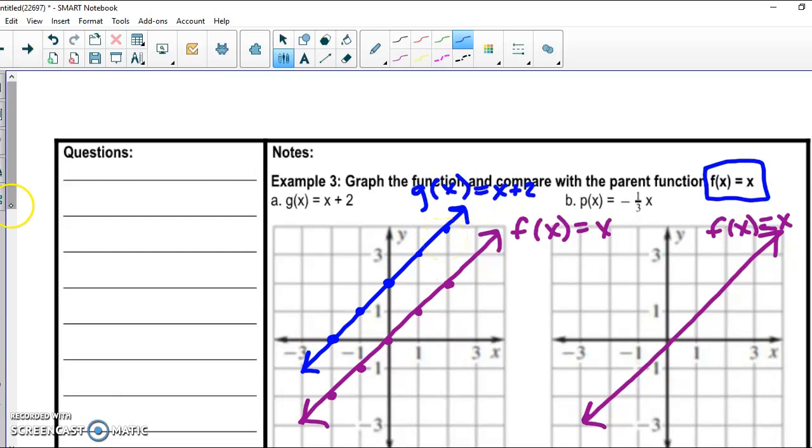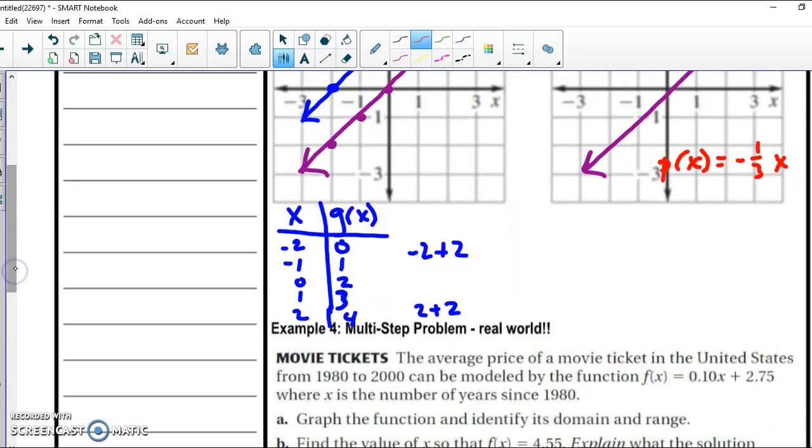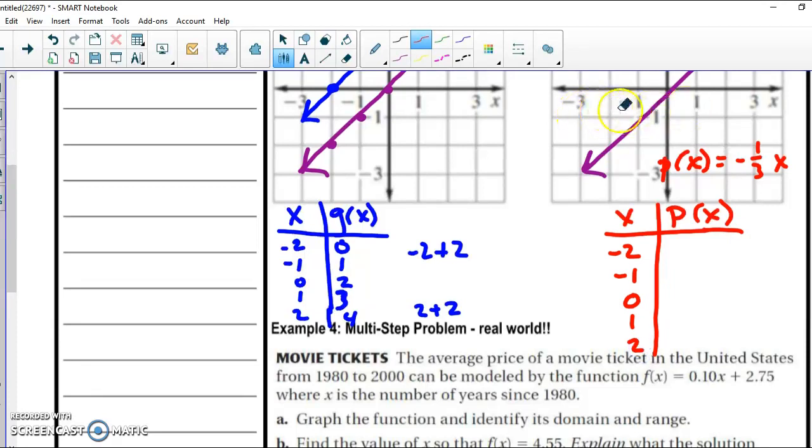So let's check out on part B how this graph is similar and different. So this time we're going to graph p of x equals negative 1/3 x. So let's make our table of values. So we have x and p of x. Again, I'm just going to do -2, -1, 0, 1, and 2. I can see I have room for that on my graph.